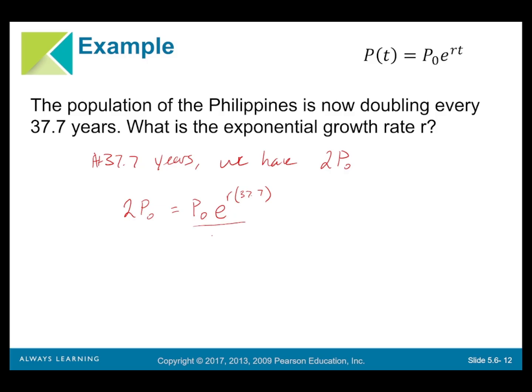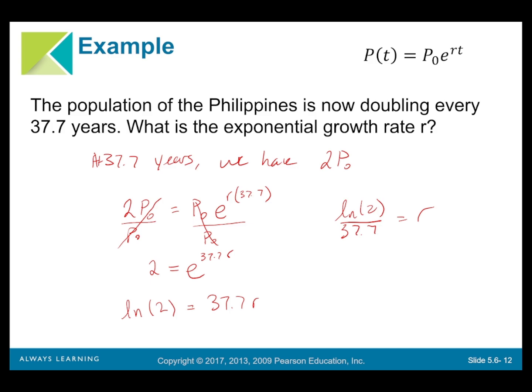See, as soon as I divide the right-hand side by P0 to get rid of it, it cancels on the left-hand side. So I'm left with 2 equals e to the 37.7 r. So notice it didn't matter what the initial population was because it immediately cancels away and we get 2 equals e to the 37.7 r. So to get r alone, we got to take the natural log of both sides. We get ln of 2 equals 37.7 r. And so I can just divide that 37.7 over, and I get ln of 2 over 37.7 equals r.